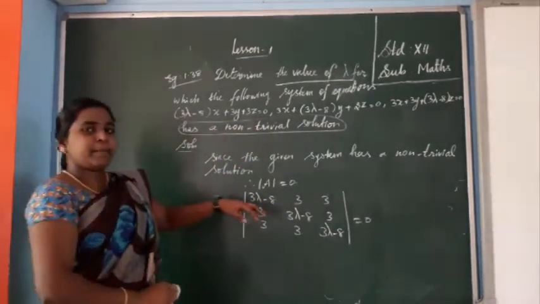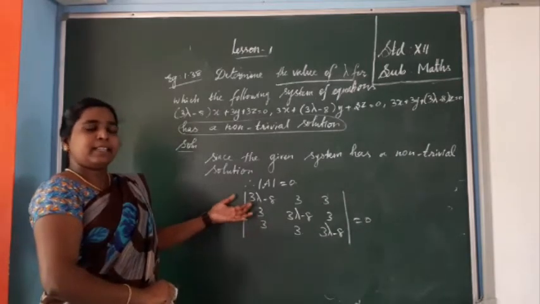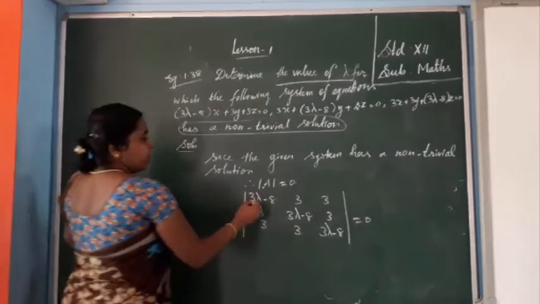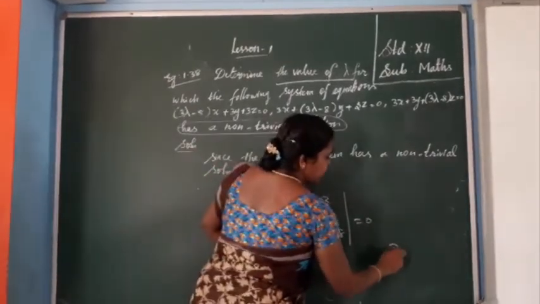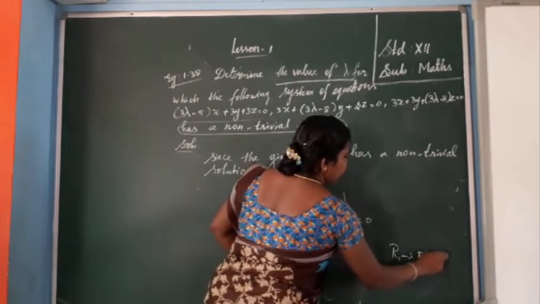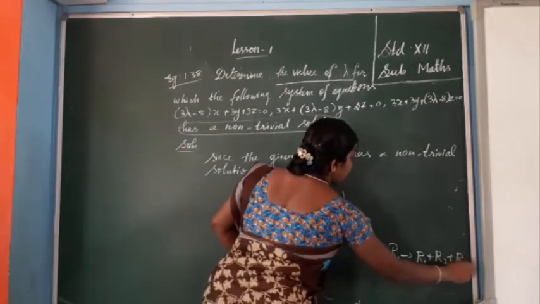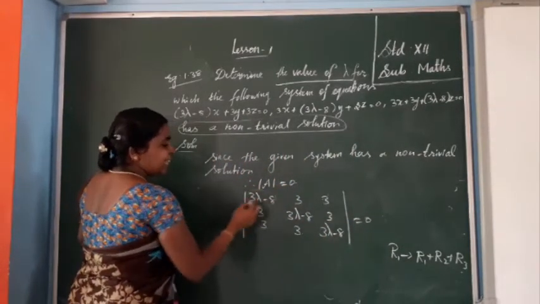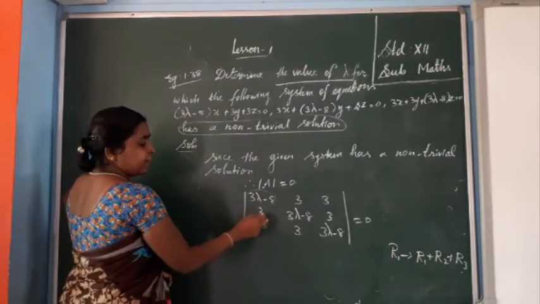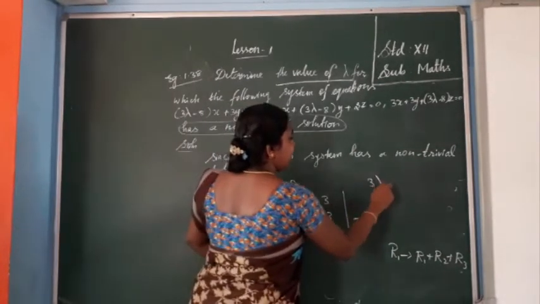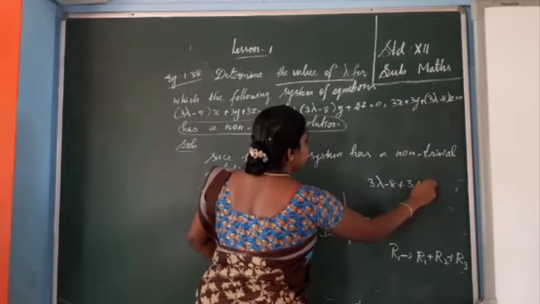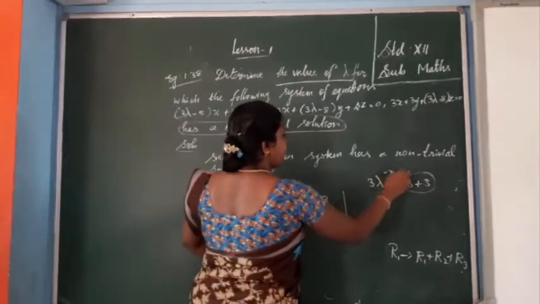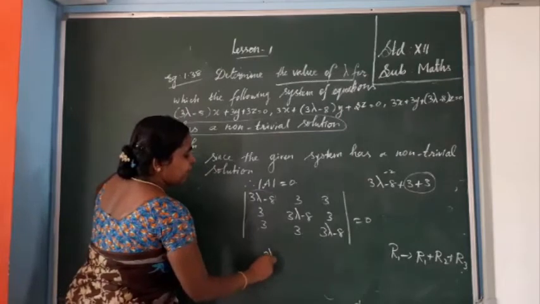Next you have to find the determinant. You can use the 3 by 3 directly. Before that, I am doing some adjustment. This is R1, so I am going to use R1 gives R1 plus R2 plus R3. This is R1, this is R2, this is R3. R1's first element is 3 lambda minus 8, second element is 3, next 3. So 3 lambda minus 8 plus 3 plus 3. 3 plus 3 is 6, 6 minus 8 is minus 2. So the first value is 3 lambda minus 2.